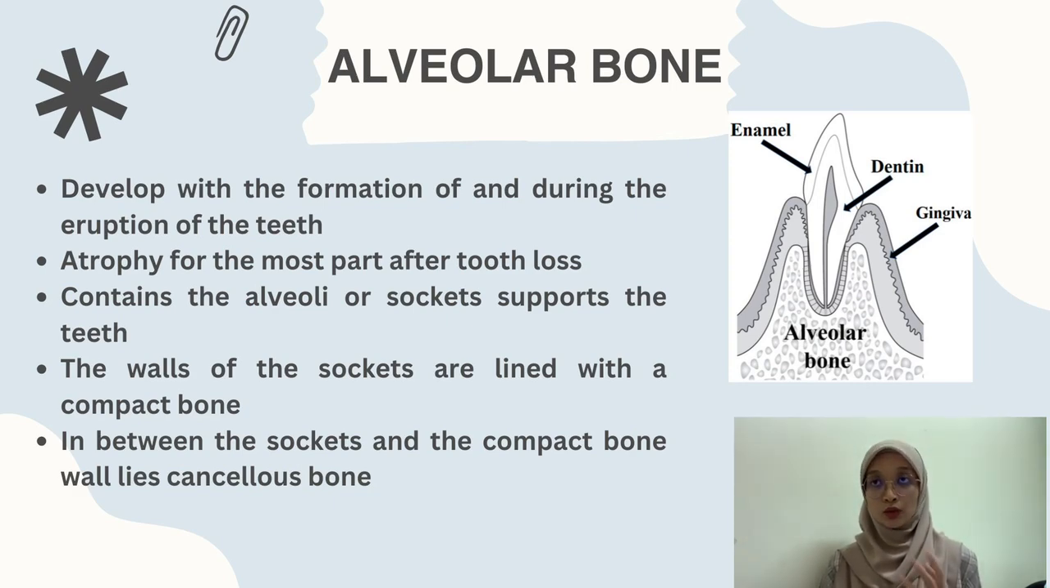It is a specialized bone structure that contains the alveoli or sockets of the teeth and supports the teeth. The walls of the sockets are lined with a layer of dense bone called the compact bone, which also forms the buccal and lingual or palatal plates of the jawbone. In between the sockets and the compact bone wall lies the cancellous bone, which is made up of bony trabeculae. There are many functions of the alveolar bone.